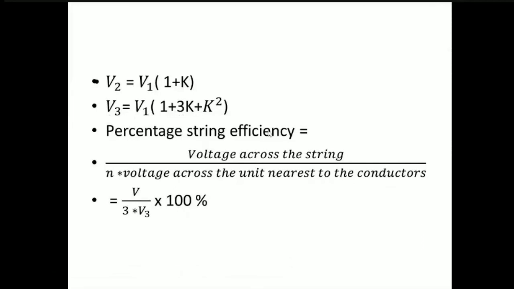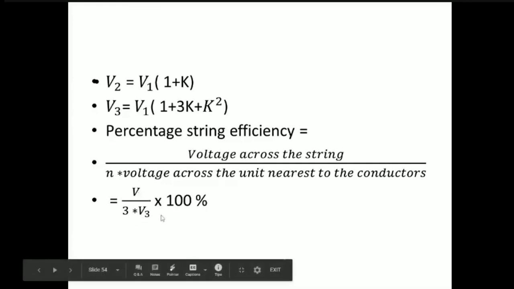Now percentage string efficiency is defined as the total voltage across the string, divided by N into the voltage across the unit nearest to the conductor. N is the number of discs. If we are having a 3-disc system, the expression becomes: the total voltage across the string, which we have defined as capital V, then number of discs 3, so substitute 3 for N. Voltage across the unit nearest to the conductor is V3. So it will be equal to V divided by (3 into V3) into 100%.